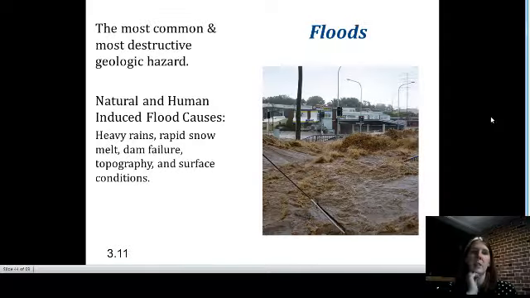Floods are the most common and destructive geologic hazard on Earth. Floods can be natural or human-induced, and heavy rains, rapid snowmelt, failure of human-made dams, and topography and surface conditions can all contribute to flood events.